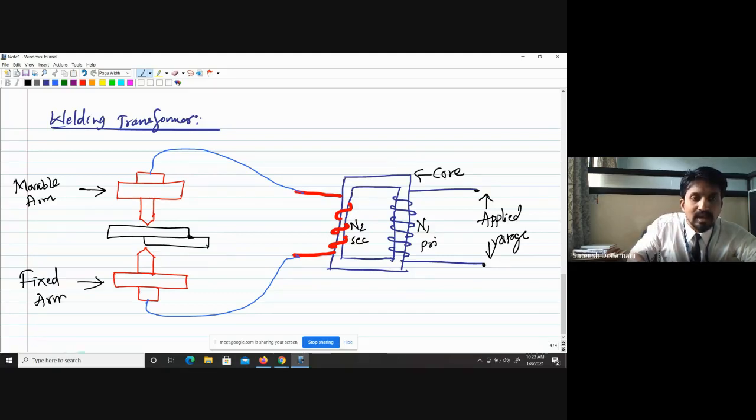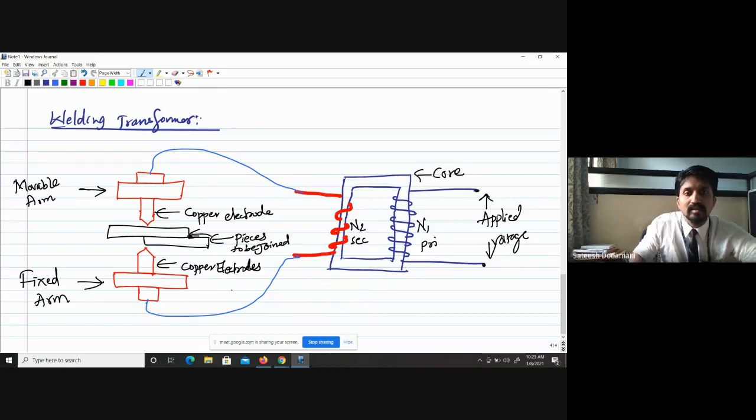This one is a copper electrode. So there are two copper electrodes they have used, and this is also a copper electrode. And these are the two pieces to be joined or welded. So this is the diagram of a welding transformer.